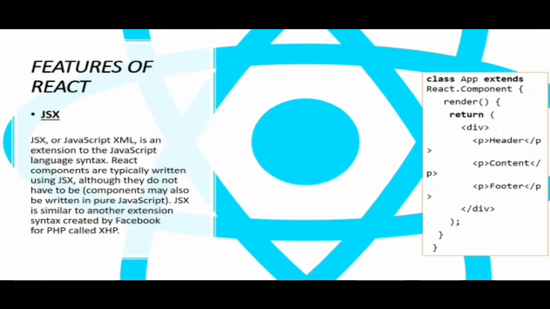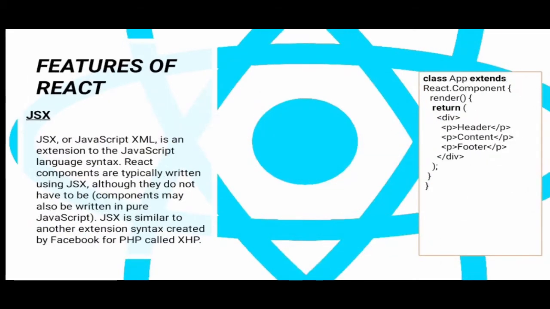JSX. JSX or JavaScript XML is an extension to the JavaScript language syntax. React components are typically written using JSX, although they do not have to be. Components may also be written in pure JavaScript. JSX is similar to another extension syntax created by Facebook for PHP called XHP. Here we present an example program for this.